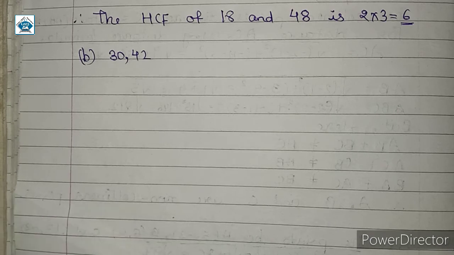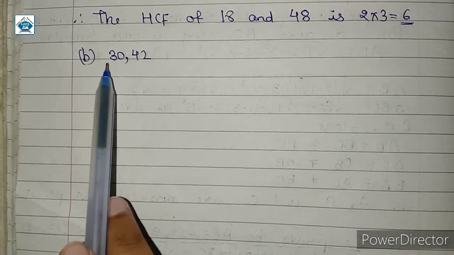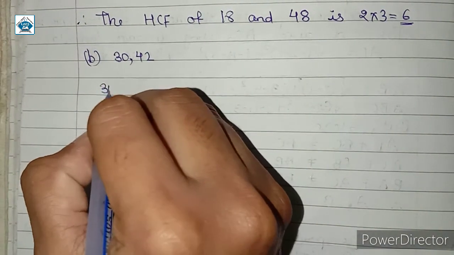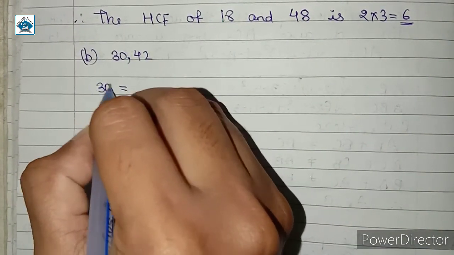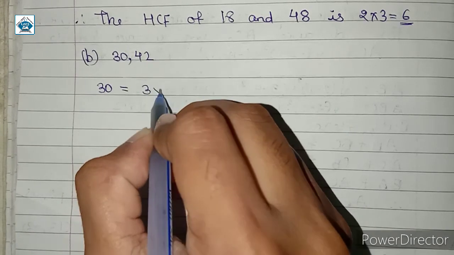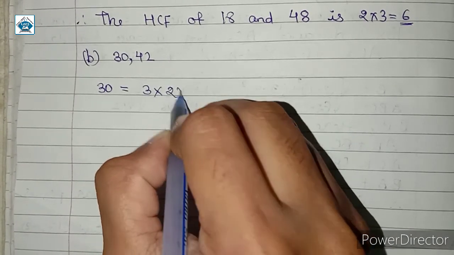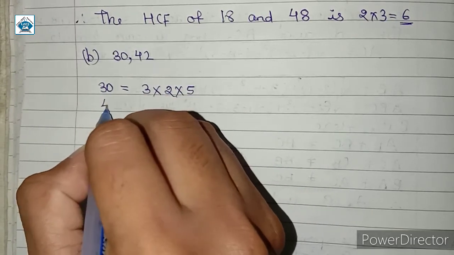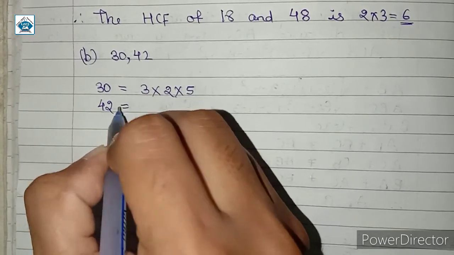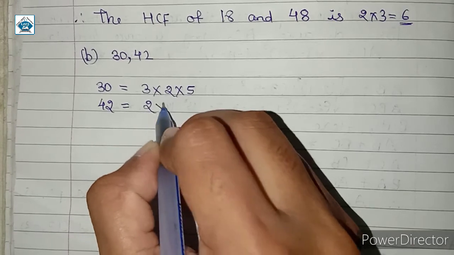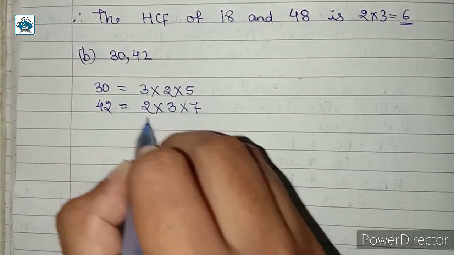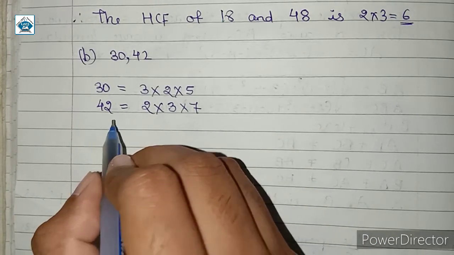Similarly, for finding the HCF of 30 and 42, we will first find the factors of 30 and the factors of 42. So we know that 30 can be written as 3 multiplied by 10, and 10 can be written as 2 multiplied by 5. So this is the prime factorization of 30. For 42, we know that 42 can be written as 2 multiplied by 21, and 21 can be written as 3 multiplied by 7. So this is the prime factorization of 42.